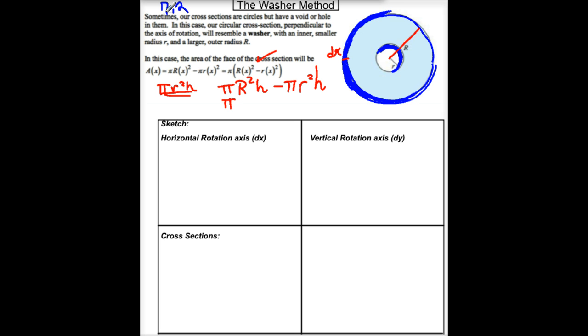I've got a pi that I'm going to factor out of the front, and the height, which is dx, that I factor out of the back. That will give me the volume of one washer. So we have what's called horizontal axis rotation, which means we revolve it across some horizontal line.